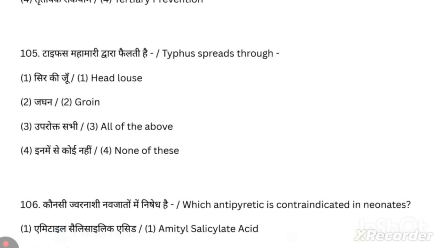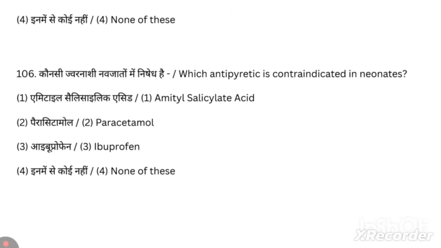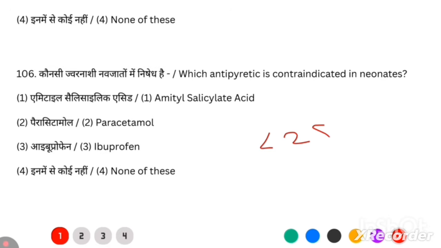Next question is, which antipyretic is contraindicated in neonates? So what are neonates? Neonates are infants less than 28 days old. So the correct answer is acetylsalicylic acid. It is also known as aspirin. Aspirin may cause Reye syndrome in neonates. Paracetamol and ibuprofen are safe for infants.